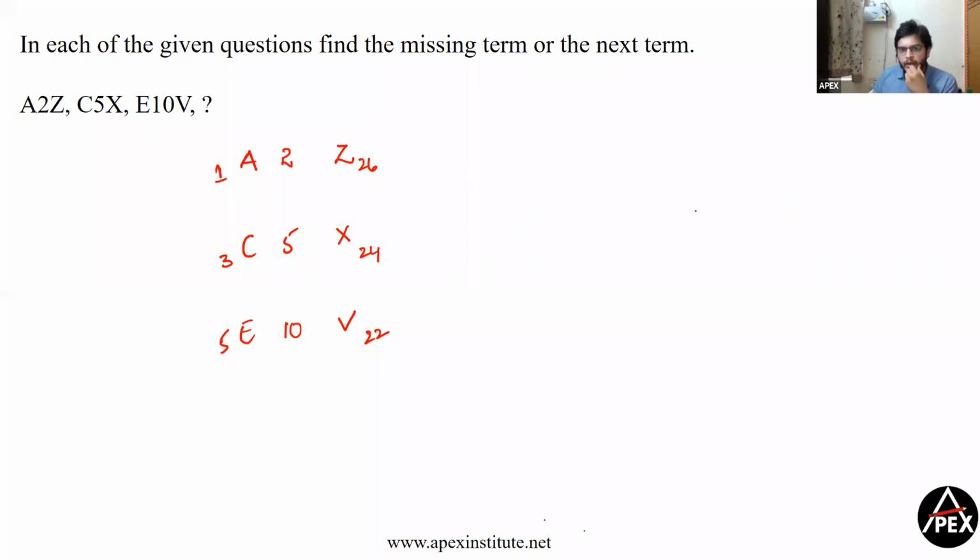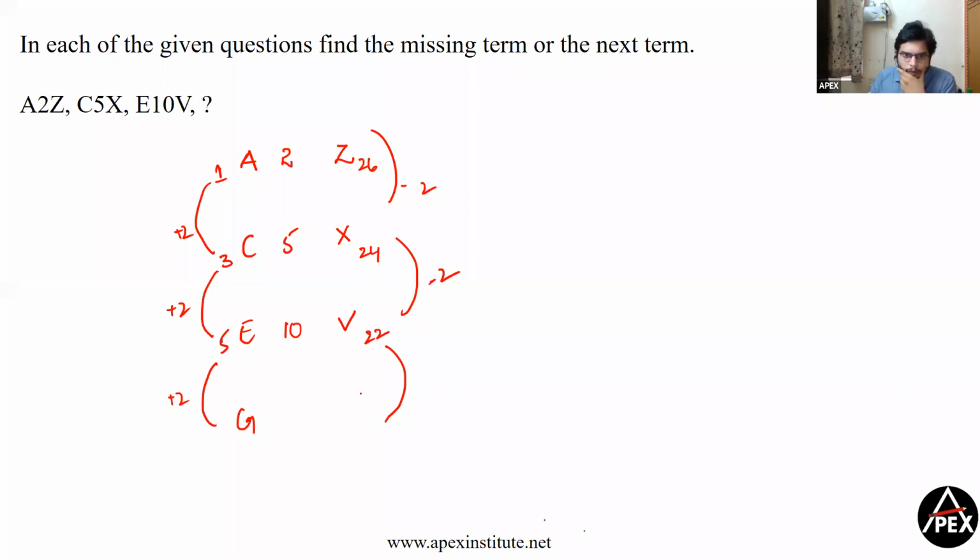G14T, G17T. So I can say that the difference is 2 here, difference is 2 here, difference is 2. Sorry, this is minus 2. This will be my first observation. So I can say that the next term will be G plus 2 and this will be minus 2, 20. So G dash T.